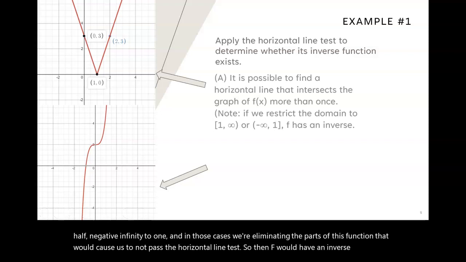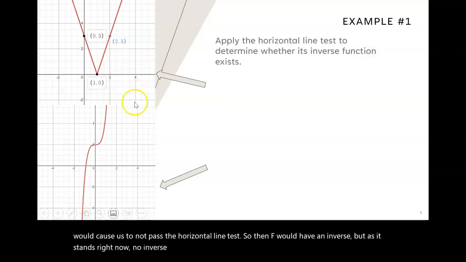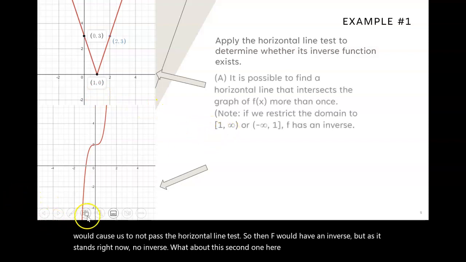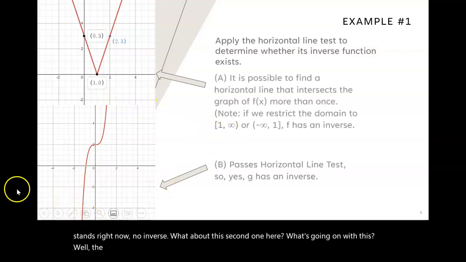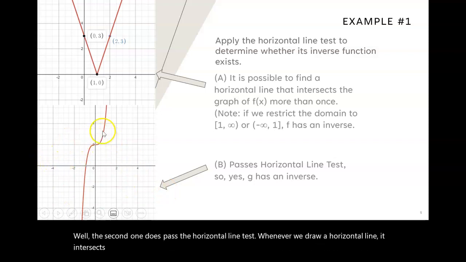But as it stands right now, no inverse. What about this second one here? What's going on with this? Well, the second one does pass the horizontal line test. Whenever we draw a horizontal line, it intersects the graph in at most one point. So this function g of x would have an inverse.